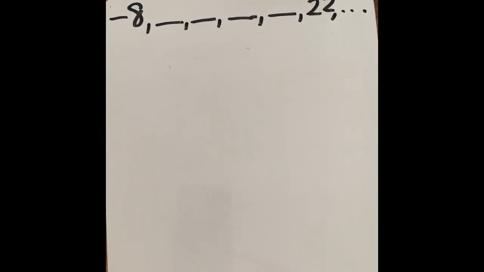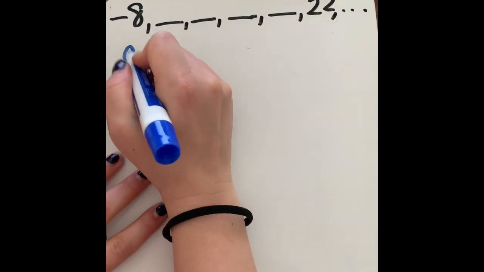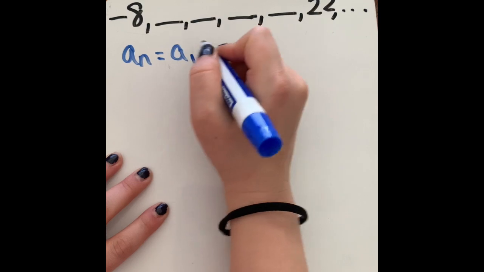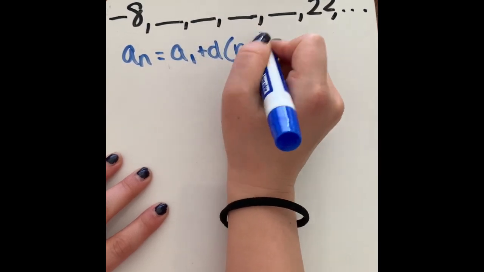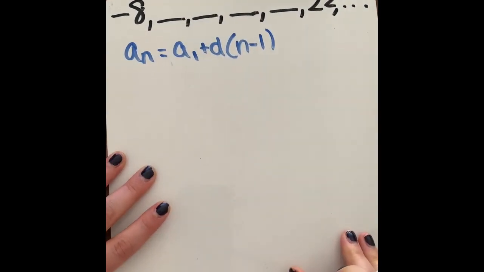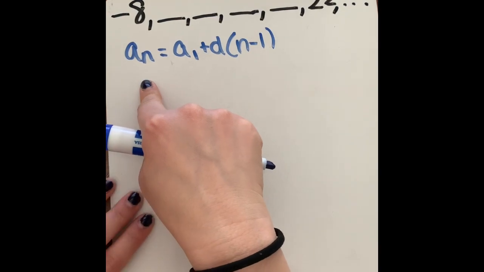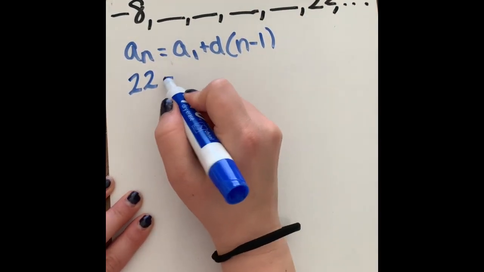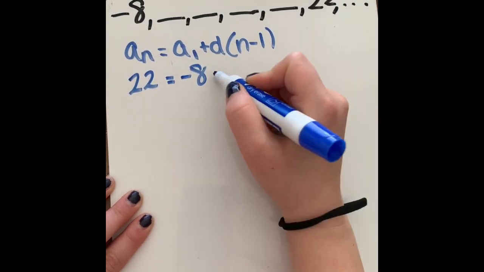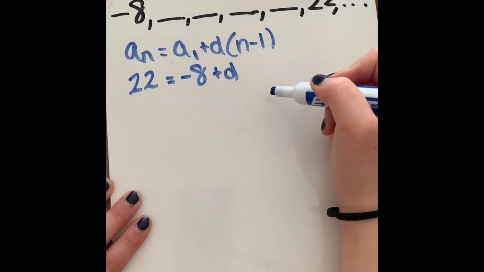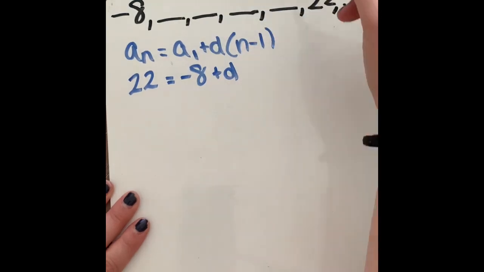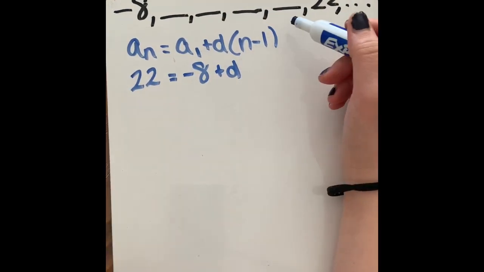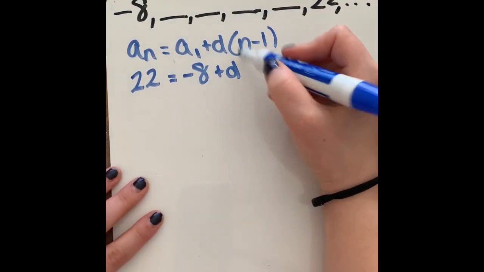Well, if that's the case, we have to plug into our arithmetic formula. So we know that a sub n is equal to a sub 1 plus d times n minus 1. So plugging in what we know, a sub n, remember, is your last term. Well, the last term that we know here is 22, so we can sub that in, is equal to a sub 1, the first term, which is -8, plus d, which we have no idea what the common difference is. We're going to have to find that so we can figure out our next terms in the sequence. And then times n minus 1.